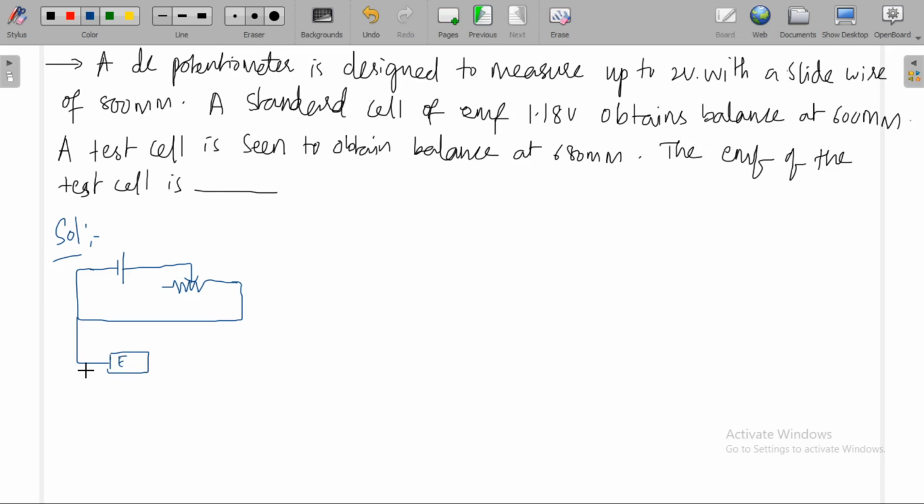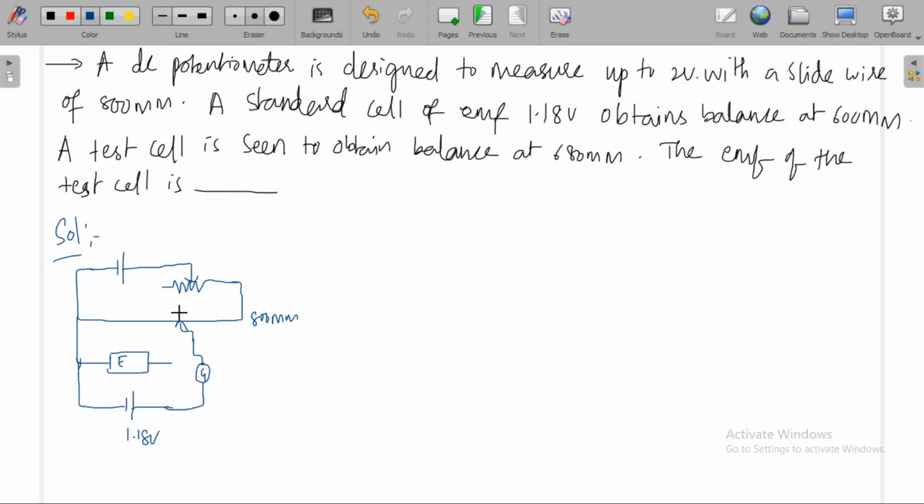This is the unknown EMF. Standard cell EMF is 1.18 volts. It is having the length of 800 mm. A standard cell EMF of 1.18 volts obtains balance at 600 mm. When the sliding contact is placed at 600 mm, it gives null deflection.